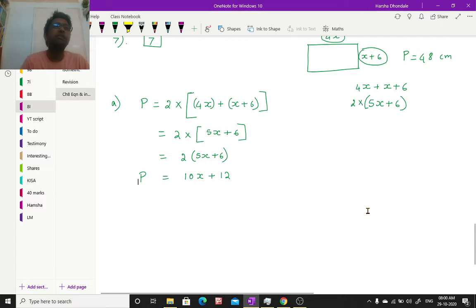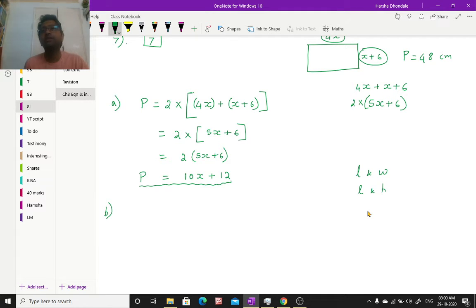And next, B, the question is, solve the equation to find the length and width of the rectangle. You need to solve this equation. This is the equation we've obtained. Solve this equation to find the length and width of the rectangle. Length and width are nothing but length and breadth. Width or breadth, they are the same thing. So we solve this equation.